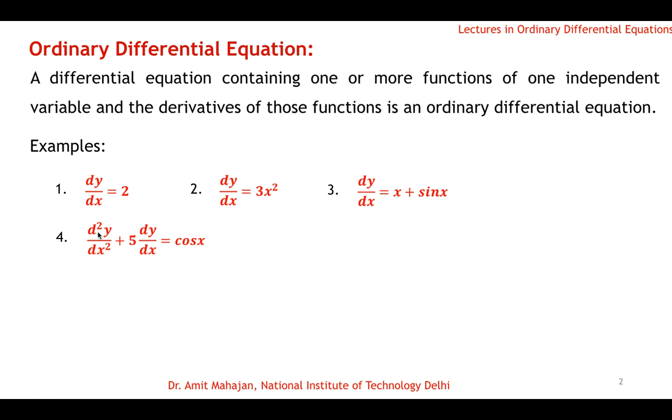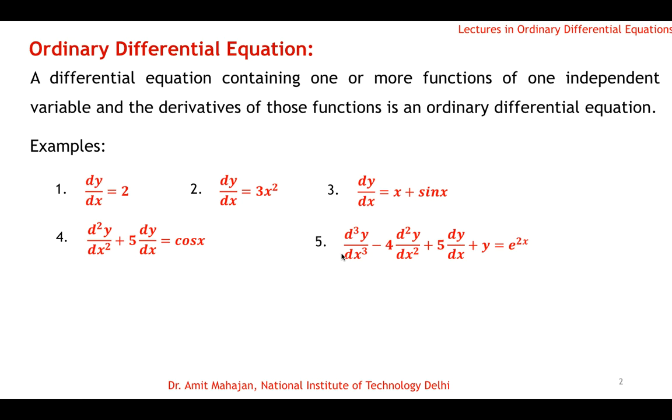Another example, d2y by dx square plus 5 dy by dx is equal to cosine of x. So again the right hand side is a function of x. On the left hand side there are two derivative terms, dy by dx, the first derivative term, y dependent, x independent, and similarly another derivative term which is the second derivative of y with respect to x square. So in this whole equation y is the dependent variable, x is the independent variable, there is only one independent variable, a derivative term is there, equality is there, so it's a differential equation and it is an ordinary differential equation.